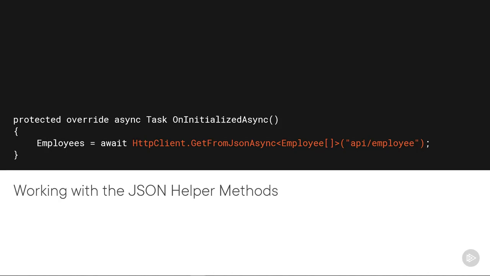Take a look at the snippet you see here on the slide. I'm using the getFromJSON_async method, which is a generic method. As a type parameter, we specify that we'll want the response to be returned as an array of employee instances. This will now result in an HTTP request being sent to the API/employee endpoint. Because the HTTP client was configured with its base address in the program class, the full URL will be used to make this HTTP request too.